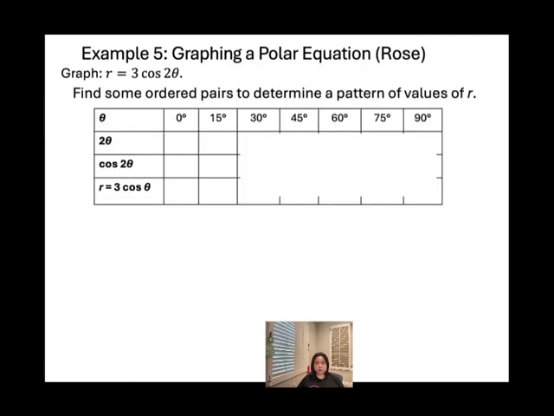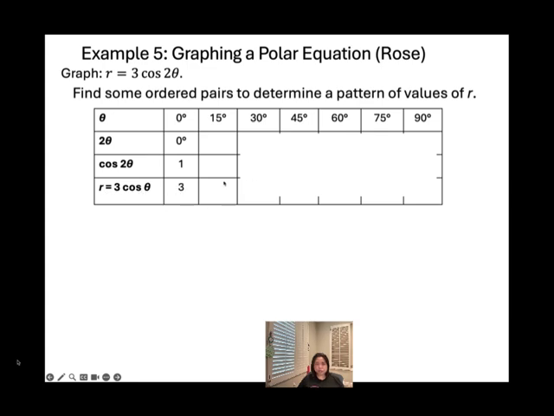Okay, example 5, graphing a polar equation. This time we're going to graph the rose, r equal to 3 cosine 2 theta. We're going to do it one by one. When theta equals 0, 2 times 0 is 0. Cosine 0 equals 1, and 1 times 3 equals 3.